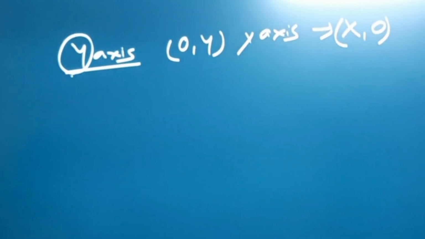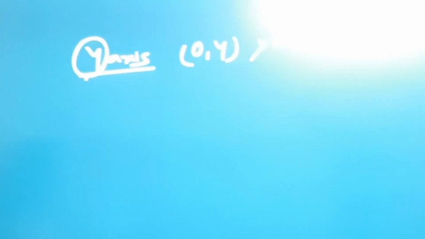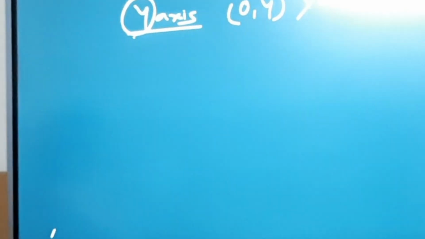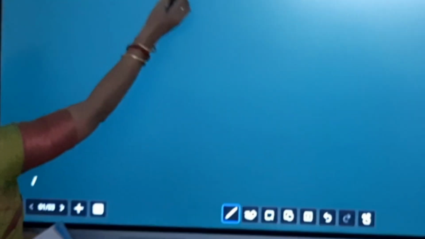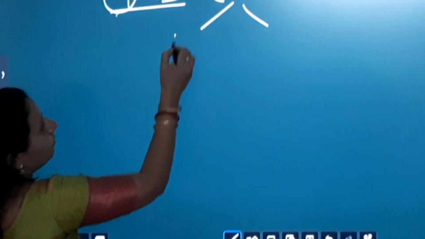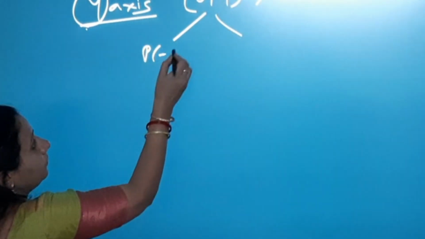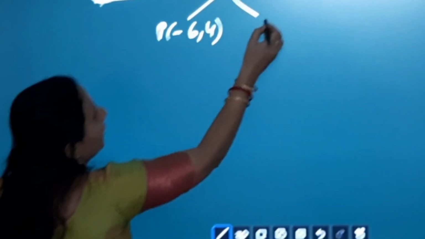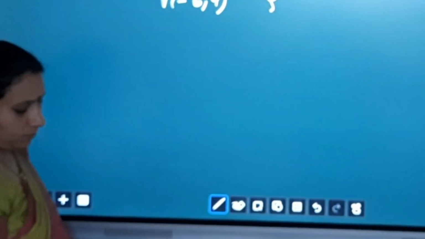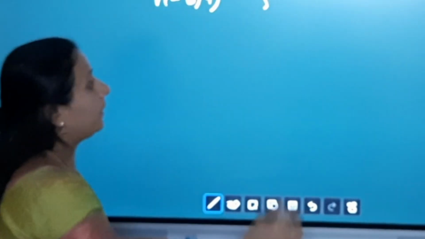Now for the question: find the point on the y-axis which is equidistant from P, which is minus 6, 4. This point is at equal distance from P, which is minus 6 and 4, and from Q, which is at the coordinate of 2, minus 8.